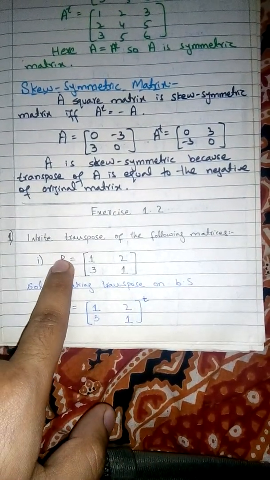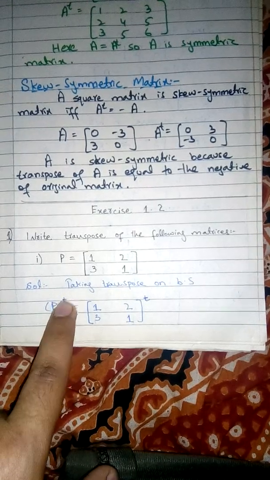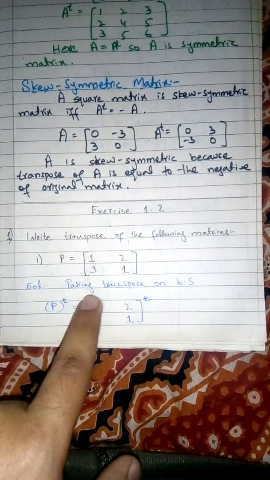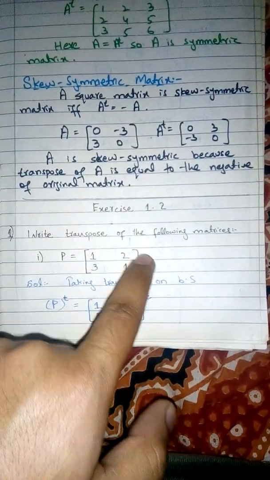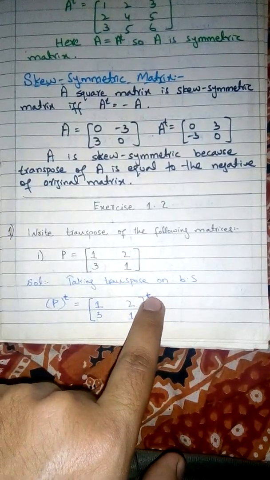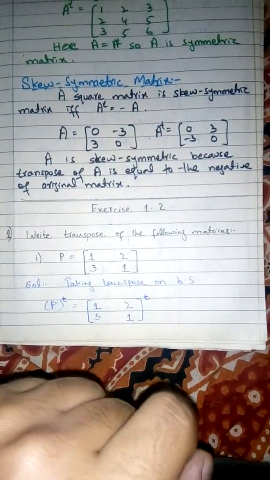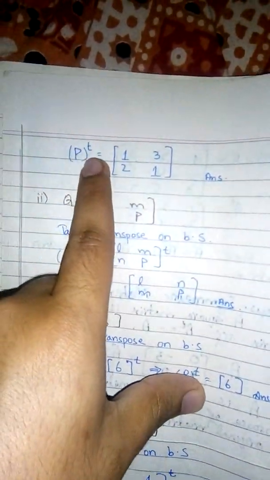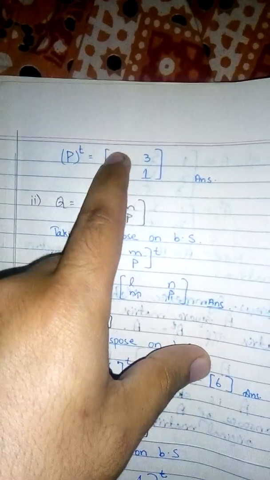So this P will convert into P transpose, and you have to take a transpose on the top of this matrix. Now if we apply the transpose, what we will get is P transpose equal to, we will change the first row into the first column and the second row into the second column. So this is our solution.